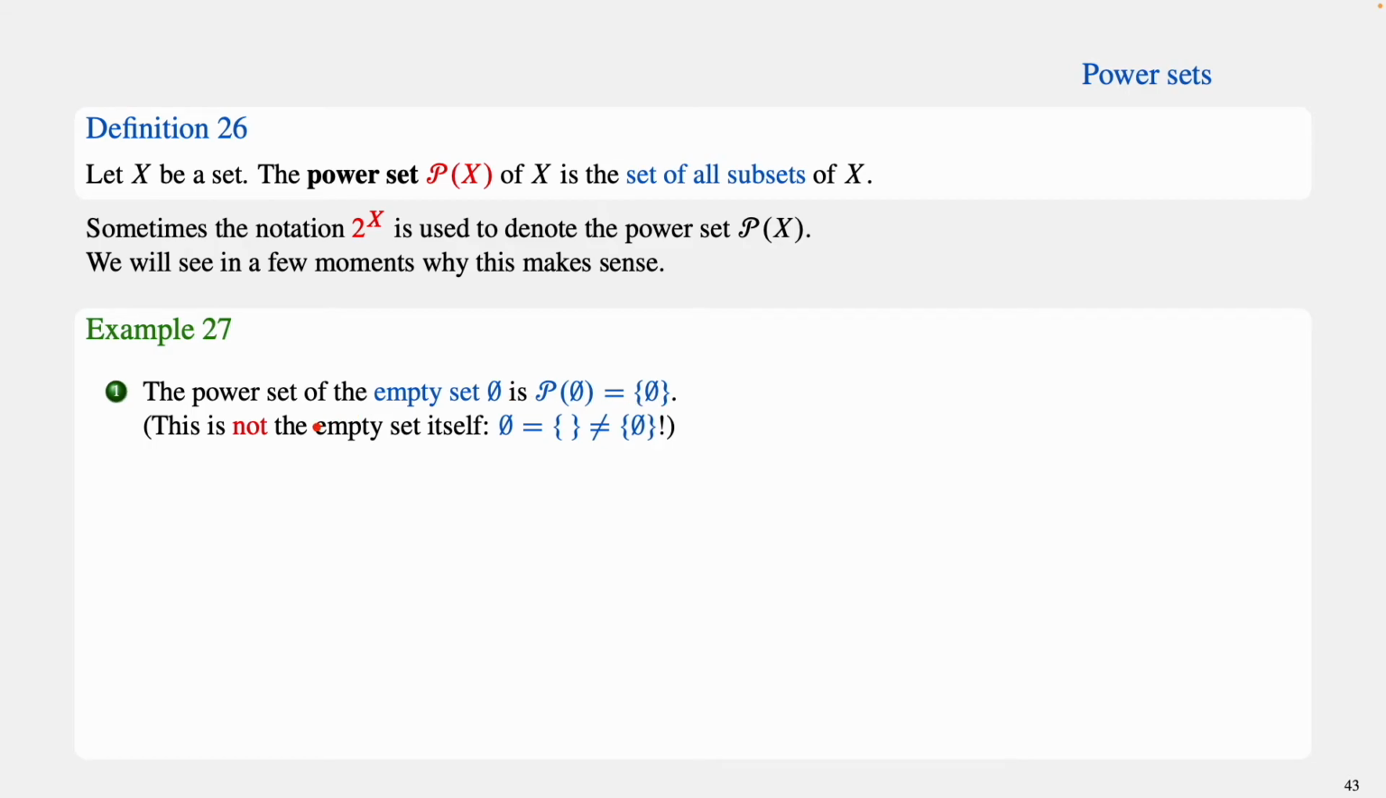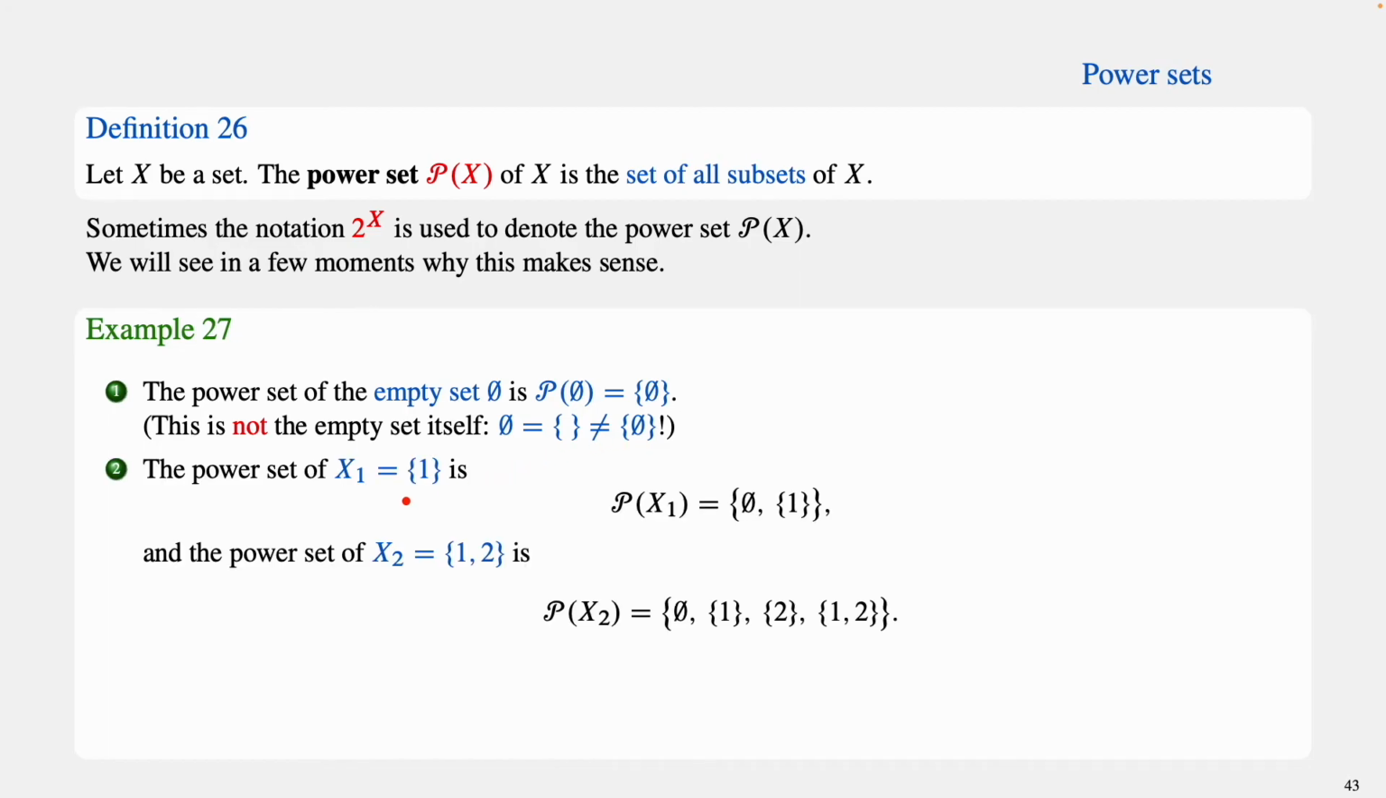And now please do not confuse this set with the empty set itself. The empty set is the set that does not contain any element, and that is not the same as the set that contains the empty set as an element. I know people often get confused by this, but please be careful that you don't fall into this trap. The empty set contains nothing. The power set of the empty set contains one element, which is the empty set.